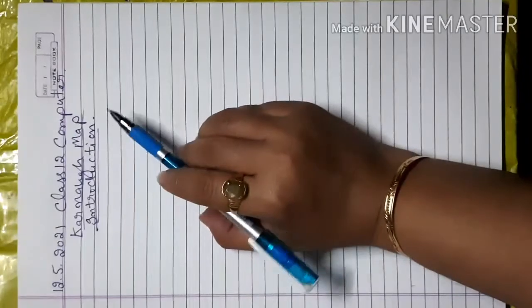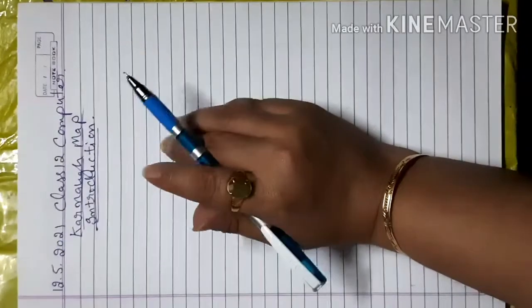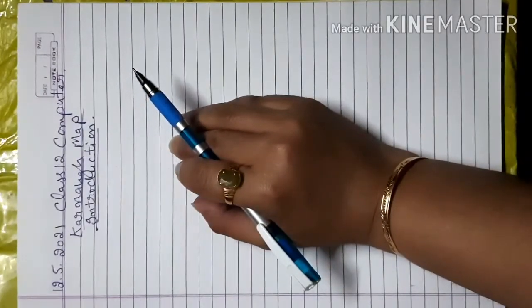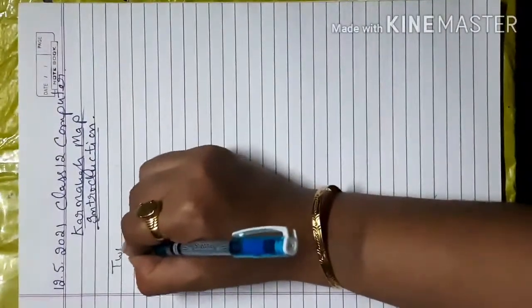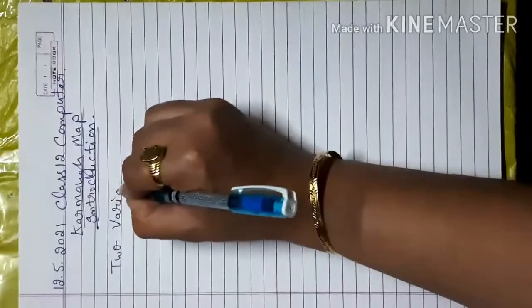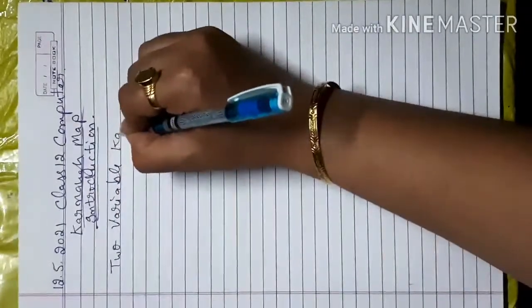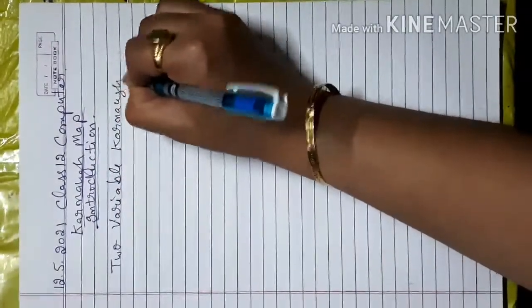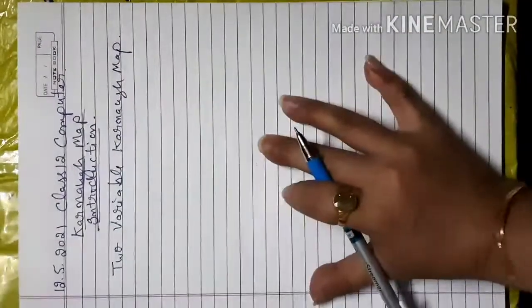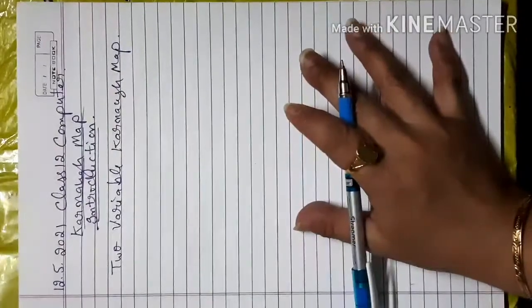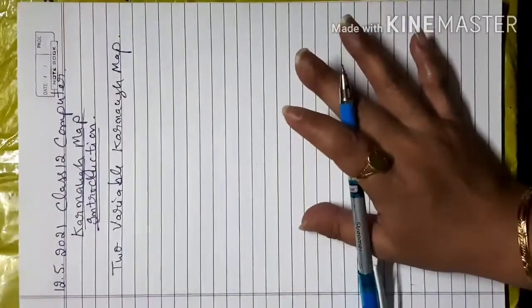So here we will discuss the Karnaugh map for 2 variables, 3 variables and 4 variables. First is the 2 variable Karnaugh map. In a 2 variable Karnaugh map, you are going to take 2 inputs, A and B.